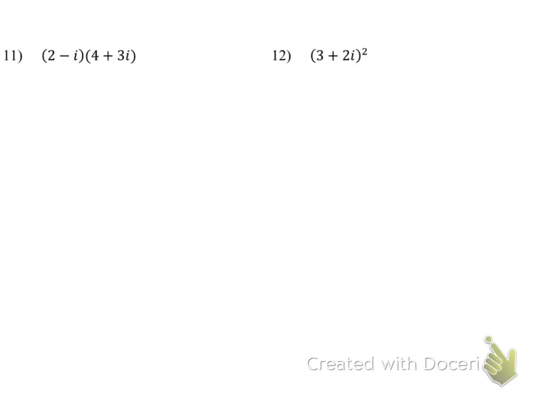Two sets of parentheses being multiplied together, we are just going to use FOIL. And we are going to have some things to clean up here. So we got a first, 2 times 4 is 8. 2 times 3i would be 6i. -i times 4 is -4i. And -i times a positive 3i would give us a -3i squared.